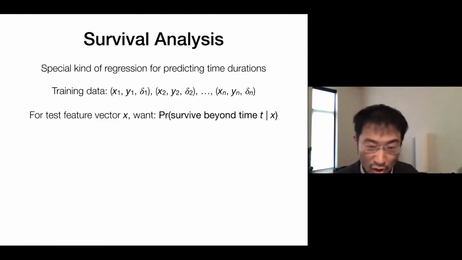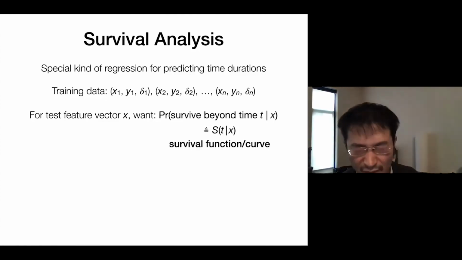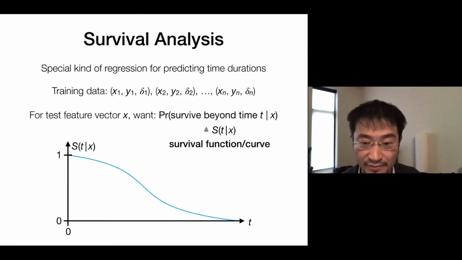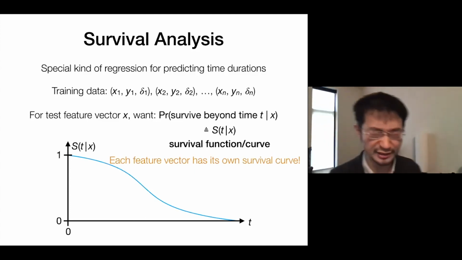So this is more complicated than usual regression. Usually, for a regression, we just want to predict the y variable. Here, we're predicting this probability function: the probability of surviving beyond a time t given a feature vector. This is the conditional survival function. It looks something like this. Each patient encoded as a feature vector x has a survival curve that we're predicting.